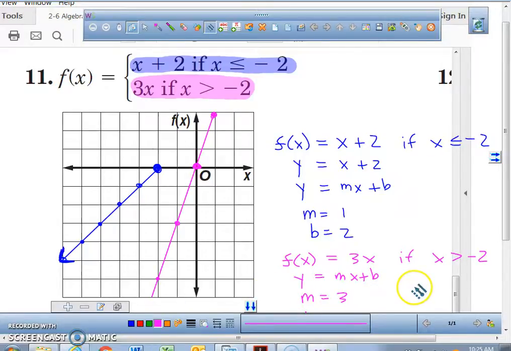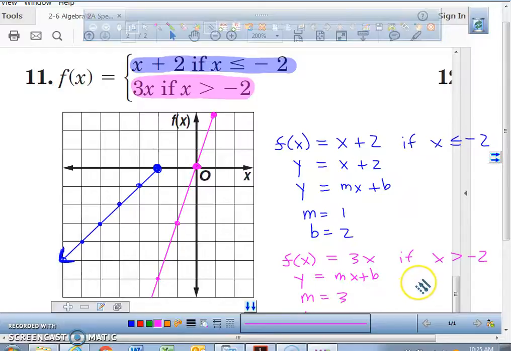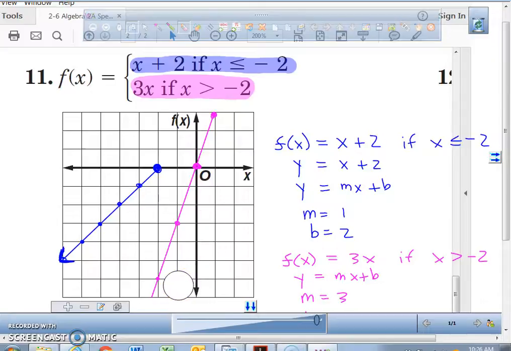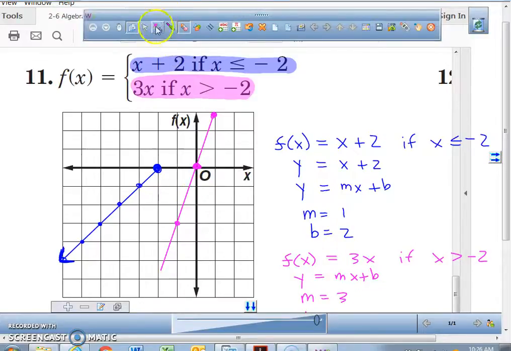But wait, there's more. We can't draw that whole line because technically we can only do it where x is greater than -2. So right here, is this greater than -2? Yes. It's -1, that's greater than -2. How about this right here? No. So guess what we got to do? We got to put an open circle right there, which means I'm not including the -2.